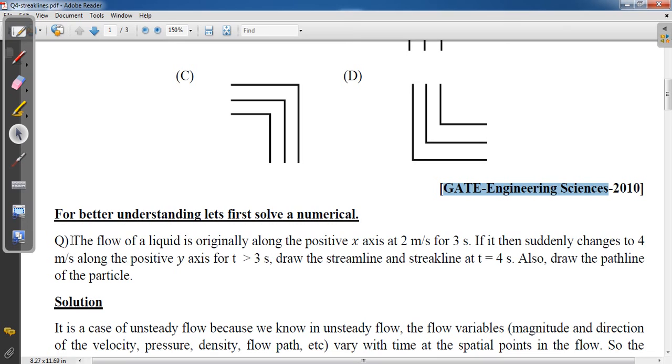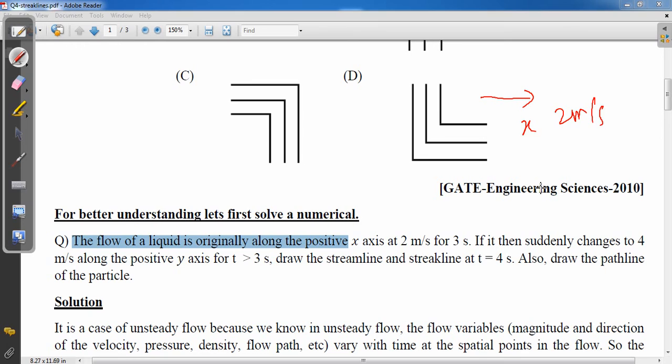So the problem is: the flow of a liquid is originally along positive x direction. It is saying that originally the liquid is flowing in positive x direction at 2 meter per second, but then suddenly changes to 4 meter per second in positive y axis for t greater than 3 seconds. Then draw the streamline and streak lines at 4 seconds. Also draw the path line.